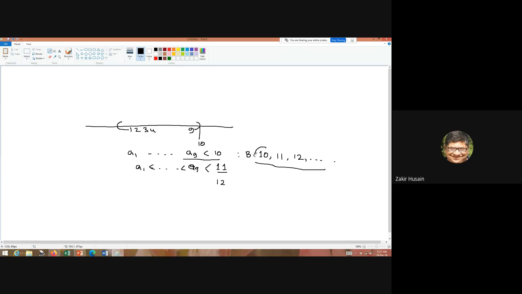So we have a large number of boundaries. But what is special about 10? It is the lowest upper bound.